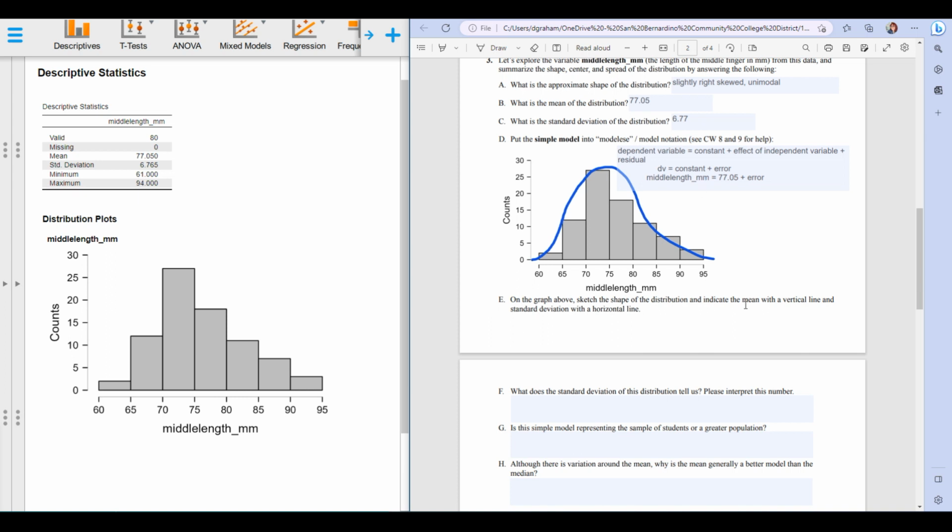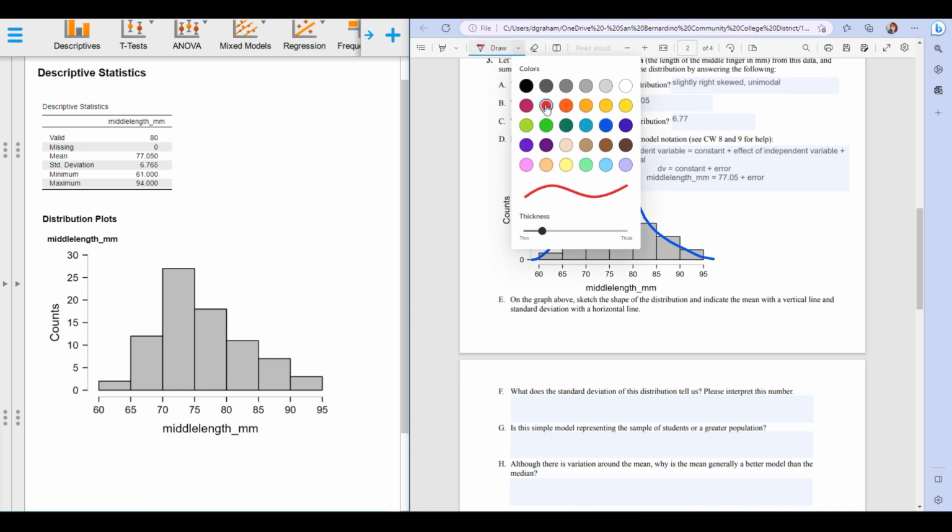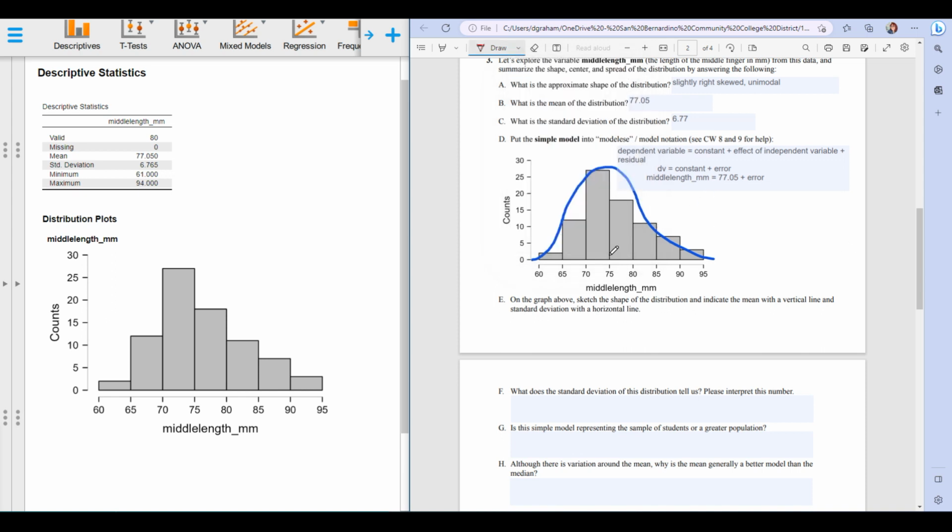We want to finish sketching our model out. We have the shape represented. Now I'm going to represent the mean with a vertical line. Okay. So my mean 77.05, so 75, 76, 77, it's probably right around here-ish. Right? And I want to draw a vertical line. I'm going to do my best on here. This is really like through here.